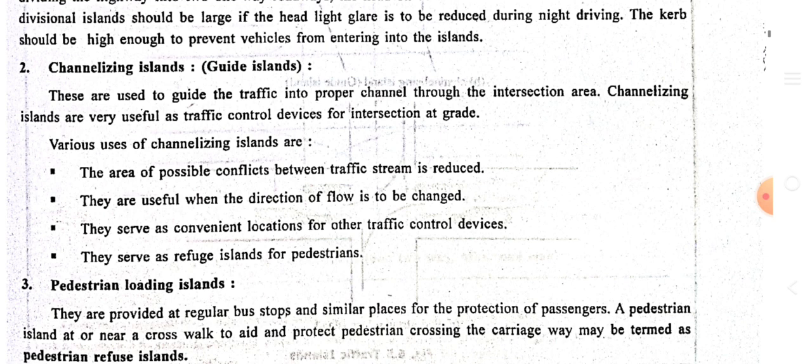So this type of island is useful for guiding traffic flow into the proper channel through the intersection area. If a crossroad is there or six roads are connected at a single point, then in this type of cross section area a channelizing island is constructed. So here the various uses of the channelizing island are that possible conflict between the traffic systems is reduced, and they are useful when the direction of flow is to be changed. And third, they serve as a convenient location for other traffic control devices, and they serve as a refuge island for pedestrians.